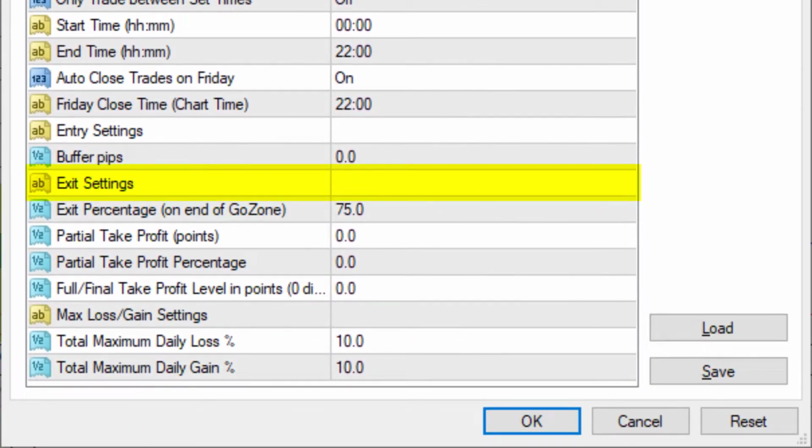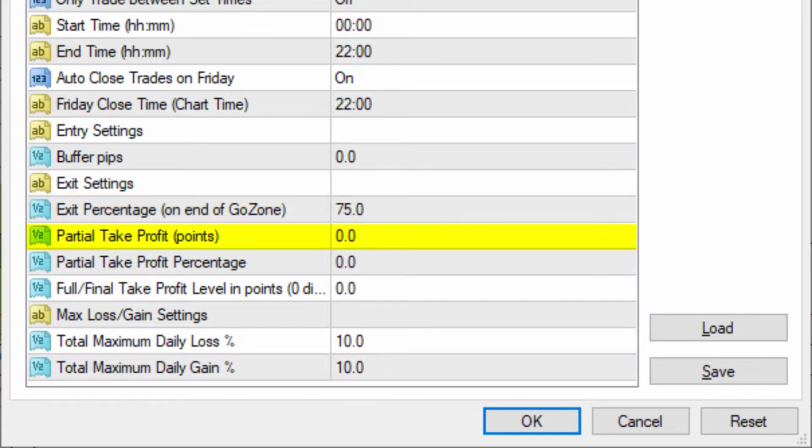The exit settings. This is how you're going to manage the exit of your trade. Exit percentage. This is how much of the trade you're going to close when the trade comes out of the Go Zone. You can exit 100%, of course, but as you see, I have this set at 75%. And I will show you a little later in this video why.